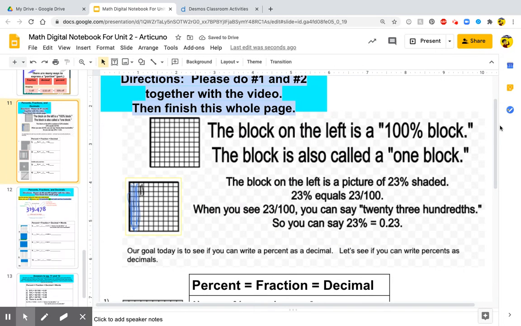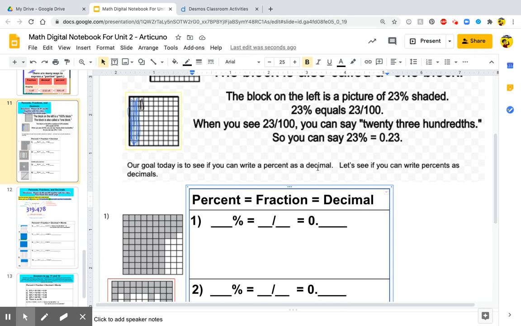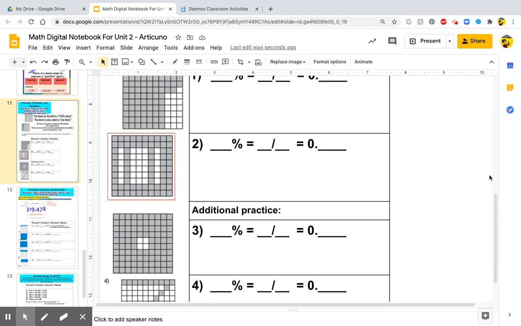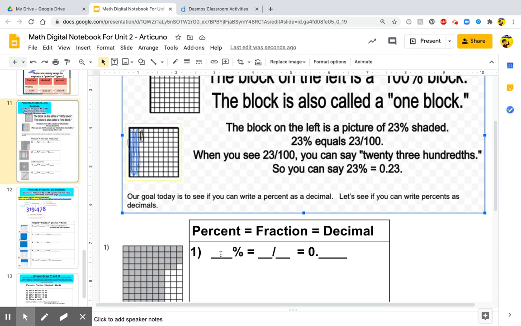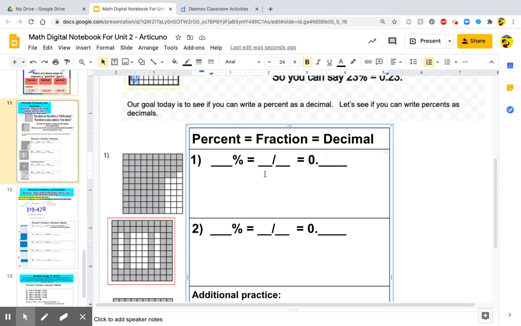All right, let's go back to this example, all right? Our goal today is to see if you can write a percent as a decimal. So we're going from percents to a decimal. Let's see if you can write percents as decimals. And notice too that we're going to have fractions to help us out. Okay?